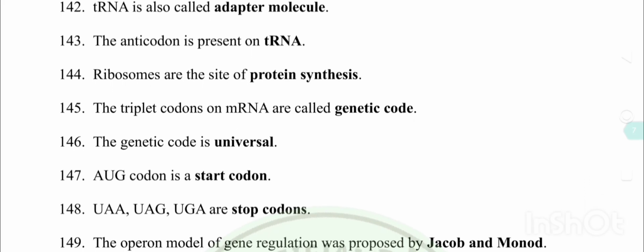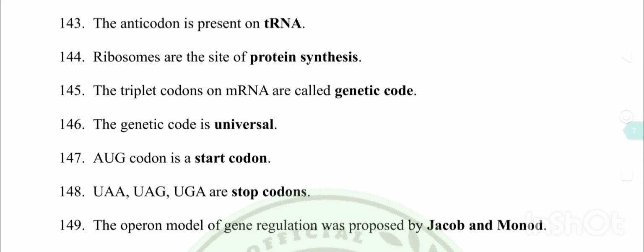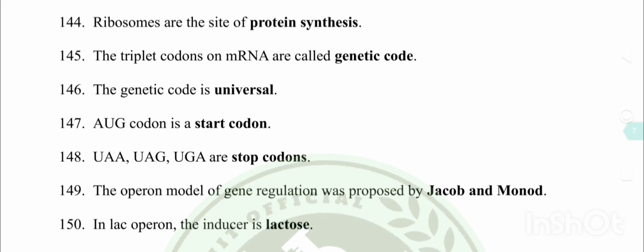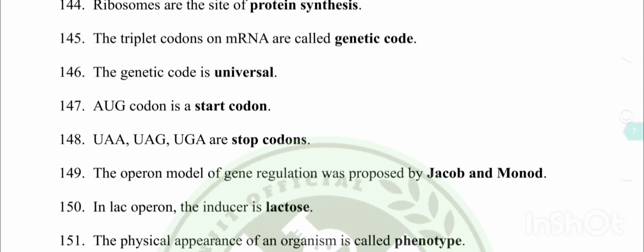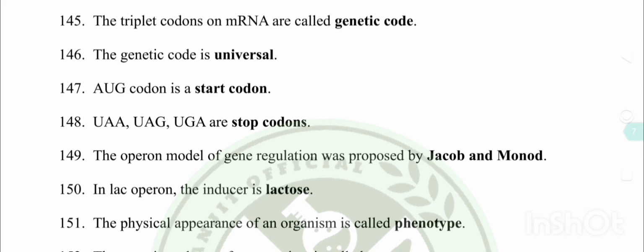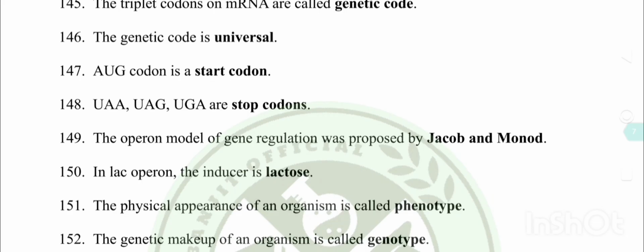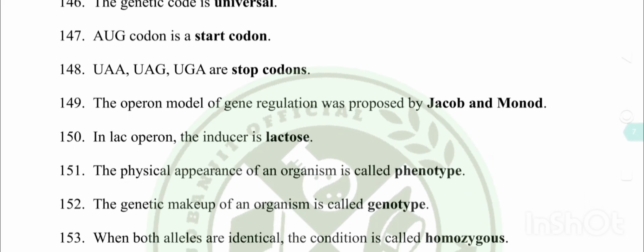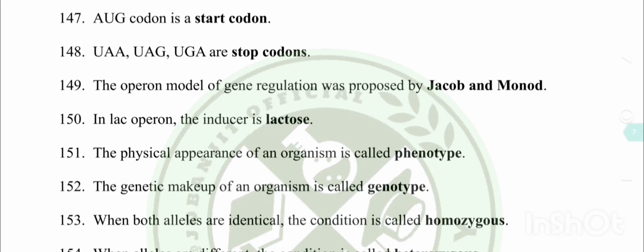146. The genetic code is universal. 147. AUG codon is a start codon. 148. UAA, UAG, UGA are stop codons. 149. The operon model of gene regulation was proposed by Jacob and Monod. 150. In lac operon, the inducer is lactose.